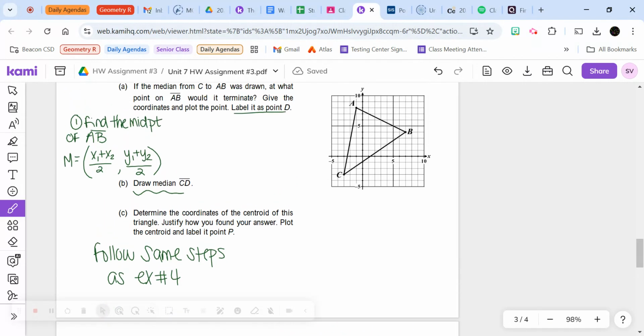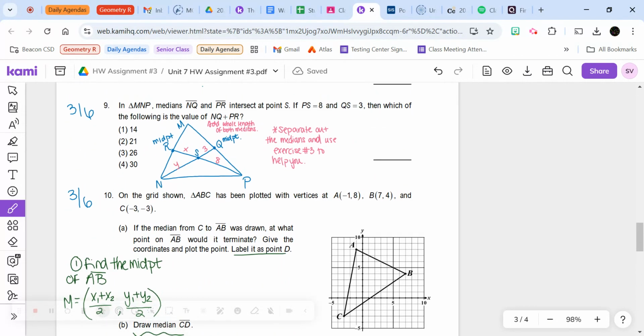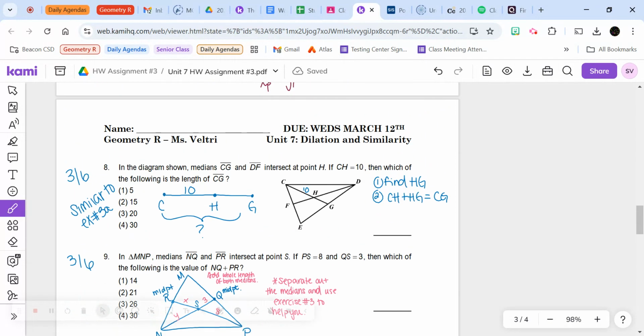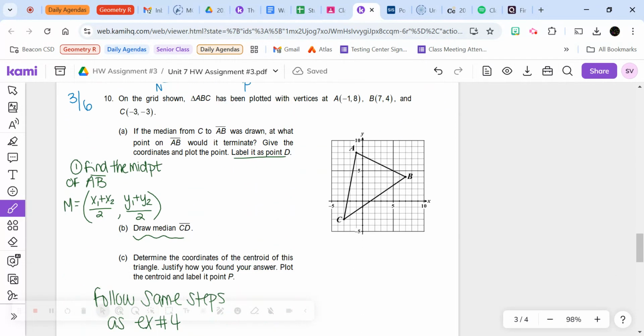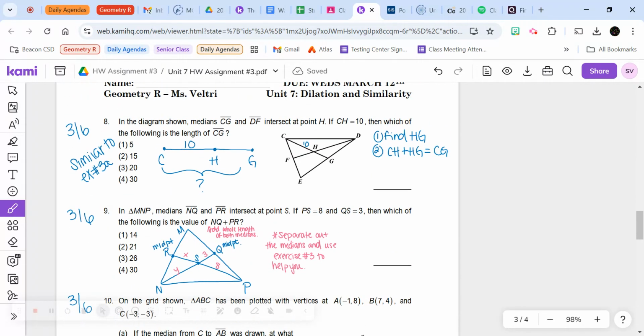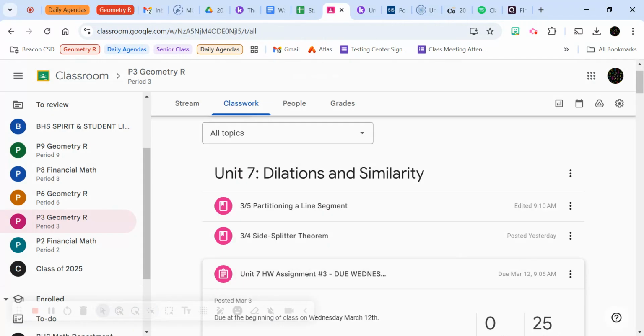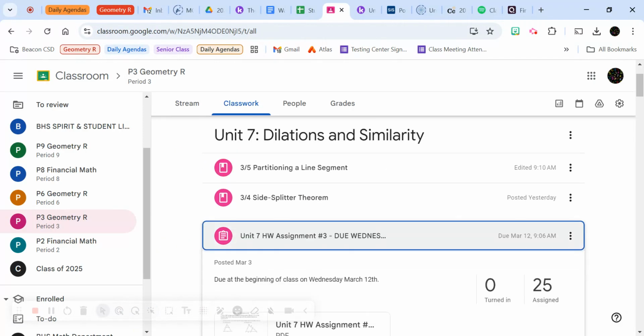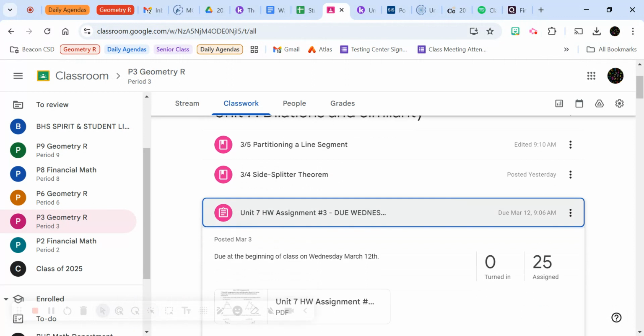But again, tomorrow I can check on this stuff for you guys if you want me to tell you if anything's right or wrong. Okay, so 8, 9, and 10 are what you have for homework, and this can be found on Google Classroom no matter what class period you are, underneath Unit 7, where you see Unit 7 homework assignment number 3. Okay, and that's it.